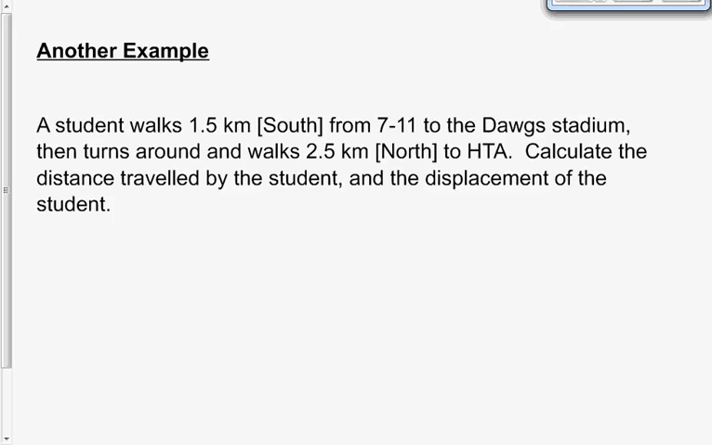This one says a student walks 1.5 kilometers south from 7-Eleven to the dog stadium and then turns around and walks 2.5 kilometers north to HTA. Calculate the distance traveled by the student and the displacement of the student. This question sounds a lot like the last question, but there's a difference. We're told this time that the student walks from 7-Eleven to the dog stadium this distance. We're not told where the dog stadium is or where 7-Eleven is. We're told how far the student walks.